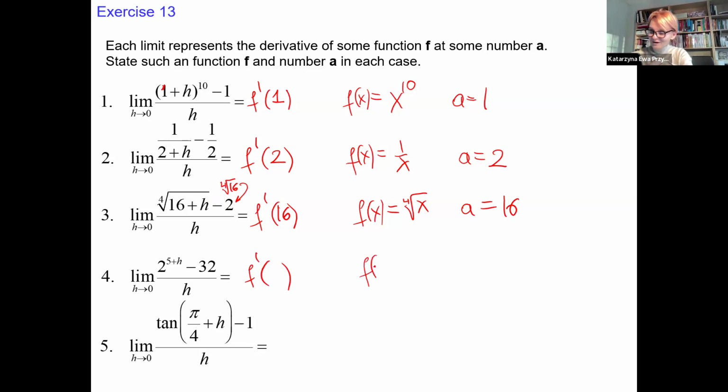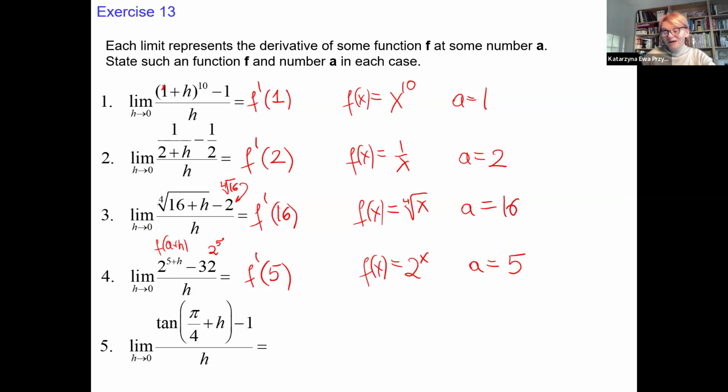Derivative for what function and at which point? We can see the input. Yes, we can see f of a plus h. That means this is right away f of a plus h. It's 2 to the x, because everything is placed in the exponent. And 5 is a. And this is 2 to the power of 5, 2 to the power of 5 plus h.